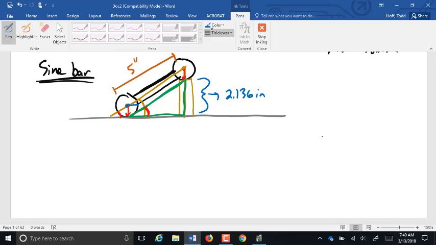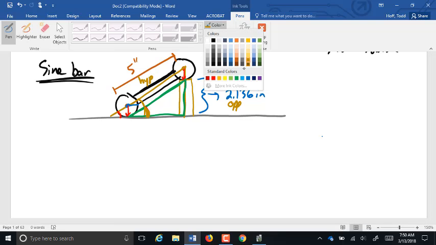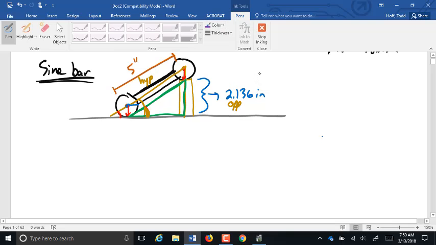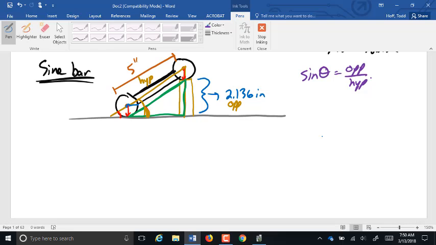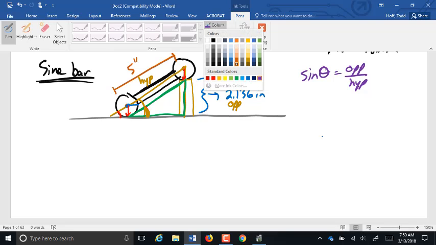2.136 inches. And I want to find precisely what this angle is. Well, from this angle here, this is the opposite side. This is the hypotenuse. What trig function involves opposite and hypotenuse? Sine. That's why it's called the sine bar, because it's always the sine that you're given the hypotenuse from the sine bar, and you're going to be building the opposite using those gauge blocks.